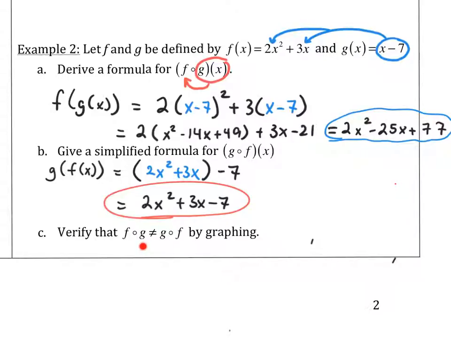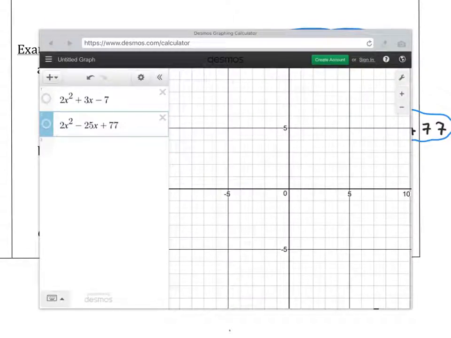We can verify that these two composites are not the same because when we graph them, we should get different results. If I were to graph these, notice that the second one graphs as so, and the first one graphs as so, and clearly they look similar, but obviously they're not the same because they're not one atop the other. So we see that they are not the same.